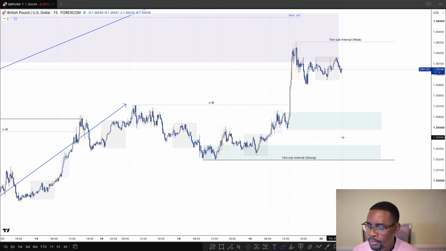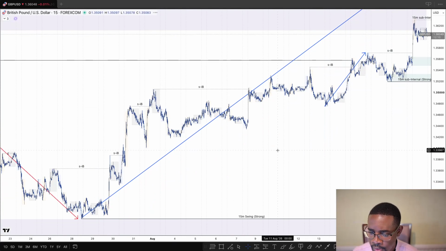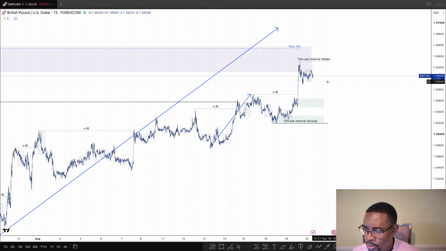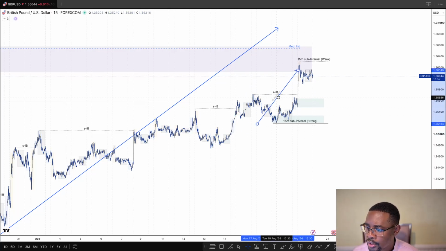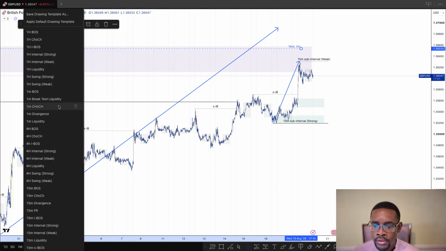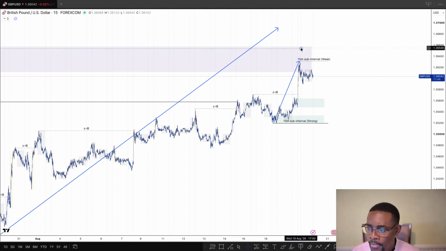So looking at the 15-minute, the swing, this is my strong swing low, which is bullish, and then this is everything that's happening at the moment. We are bullish, and then this becomes my new range that I'm in, and this is the high which I'm expecting to be liquidated right there.